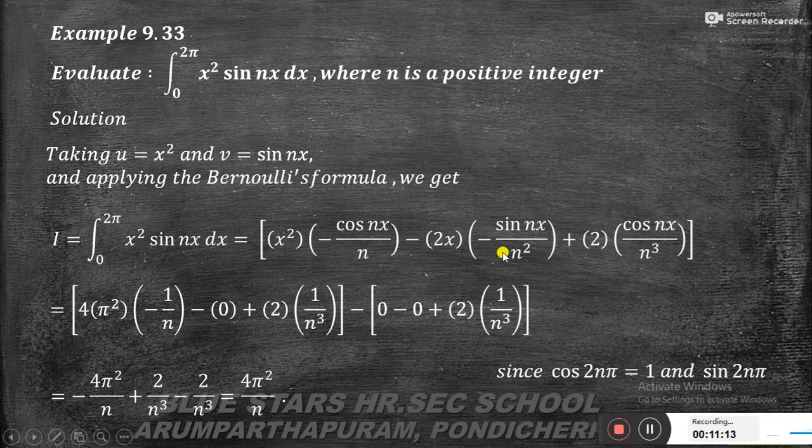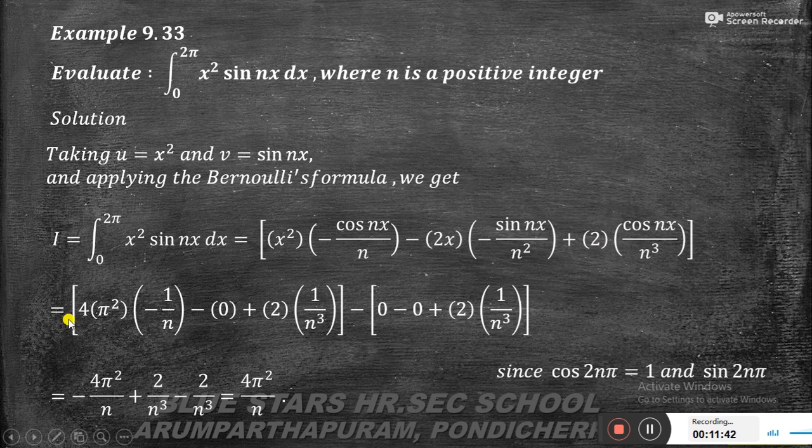Next, plus u double dash, again you differentiate this. Differentiation of 2x is 2, into the integration of this sin, so minus integration of sin nx is minus cos nx, so minus of minus cos nx by n cube. So there is a 2, minus into minus comes to plus, so 2 cos nx by n cube. Next, minus, the differentiation of the 2 is 0, so we stop up to this. When the derivative comes to 0, at that time we stop.